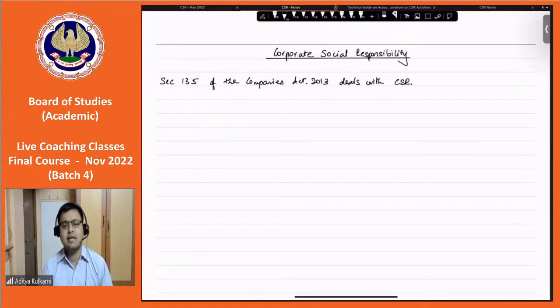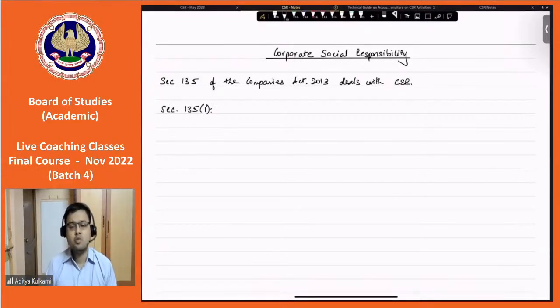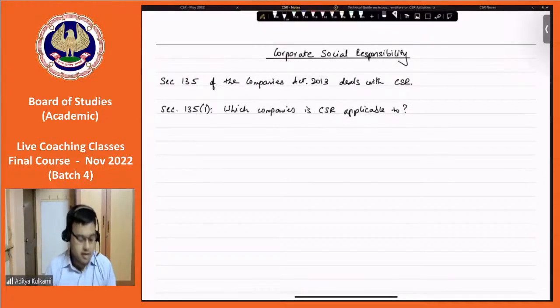There are some cases where there are conflicts with the rules. I will explain those conflicts so you are in a better position to understand why these conflicts exist. And some amendments have happened in section 135; those also I will discuss. So the first one is section 135(1). What does it say? This deals with which companies CSR is applicable to. This is the question addressed by 135(1).